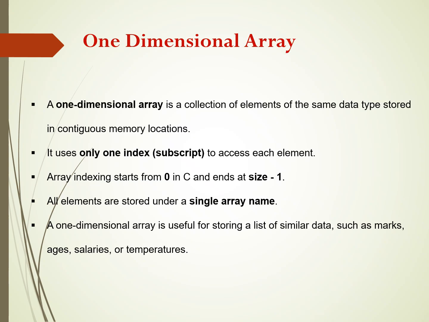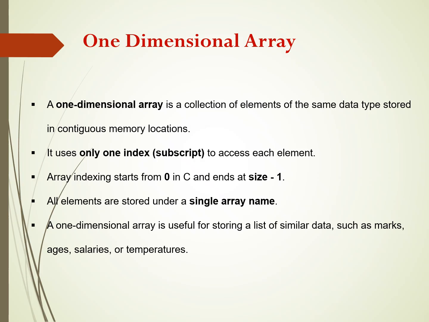Now, let's learn about one-dimensional array, which is the simplest and most commonly used data type in C programming. A one-dimensional array is a collection of elements of the same data type stored in a continuous memory location. This means that the elements are placed one after another in memory, allowing the computer to access them efficiently. A one-dimensional array uses only one index, also called a subscript.